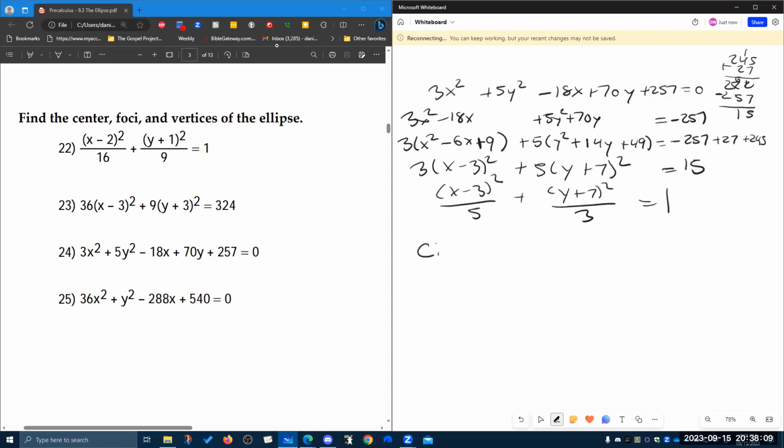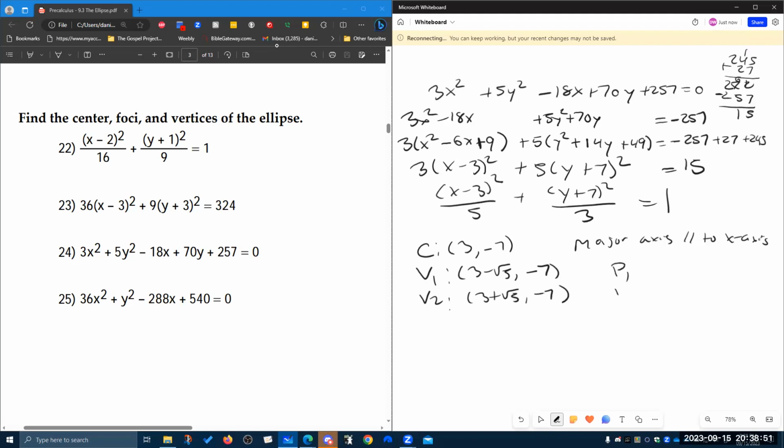So my center here is going to be at (3, -7). My ellipse is going to have a major axis parallel to the x-axis, since the a squared equals 5 is bigger and it's with the x piece. So I'm going to move horizontally to get to my vertices, and I'm going to move in the square root of 5 direction. So (3 minus root 5, -7) and (3 plus root 5, -7).